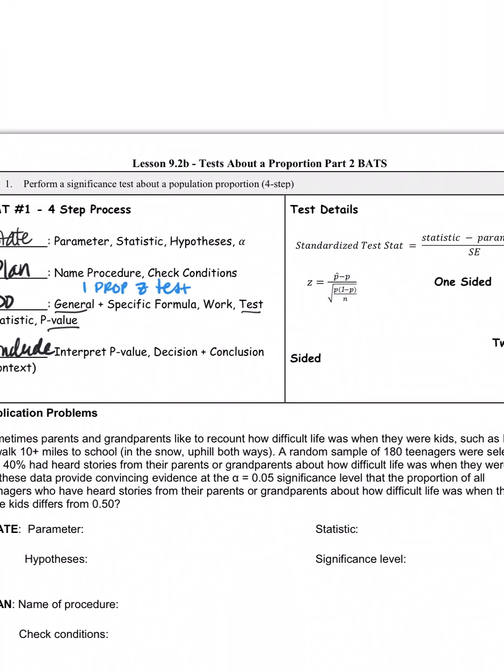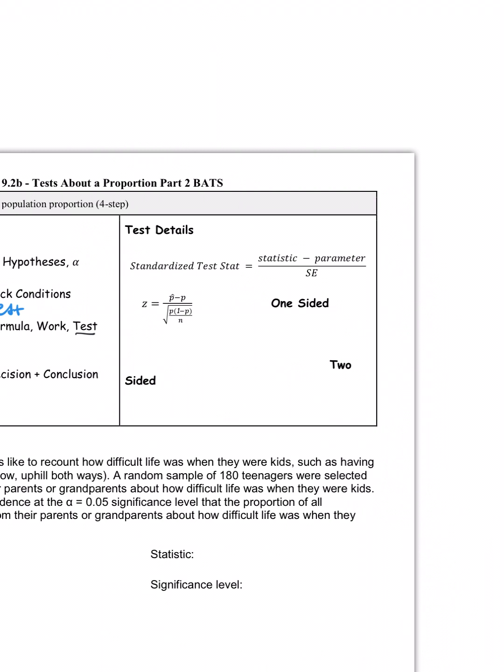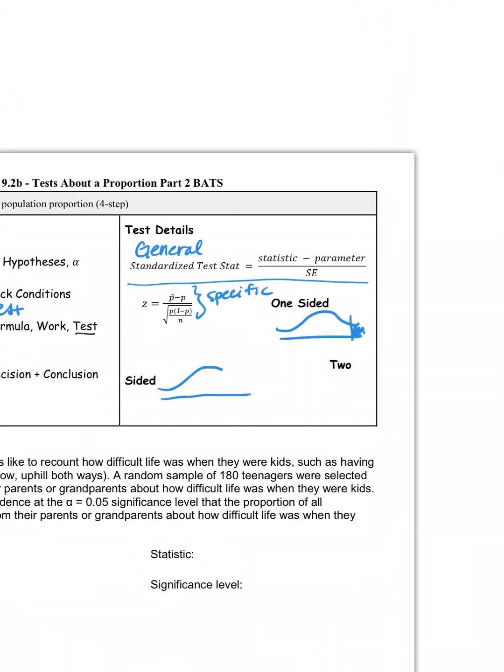So some people were asking, what is the general formula? Well, this is the general formula, and the reason we bring it up is because this is the way it's shown on your formula chart. It's very, very generic, right? So standardized test statistic could be a z or a t. T is what we use for means. It could be z if it's proportion. So in this case, it's proportion. So this is the general. This is the specific for proportions. And then you have your one-sided test, which is what we've done so far. It could be left, it could be right. And then we have a two-sided test.